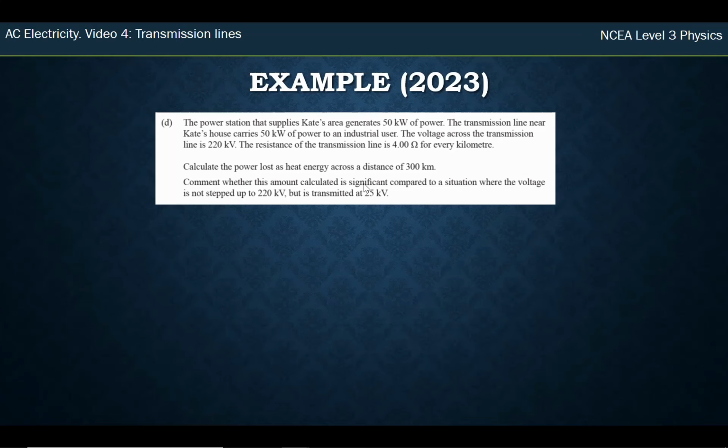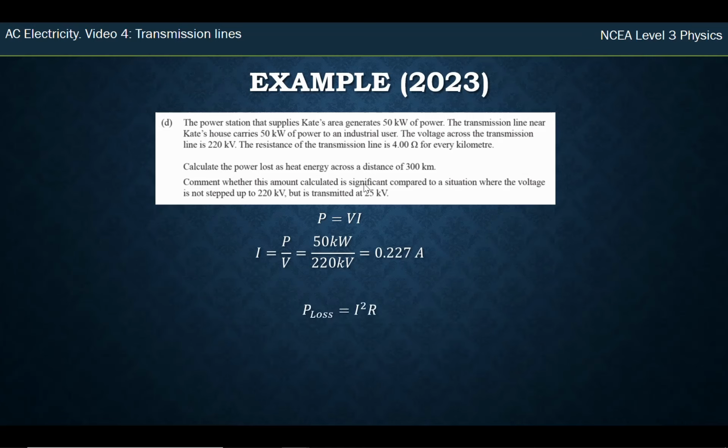As an example question, this is from 2023, it says that Kate's area generates 50 kilowatts of power. There's a transmission line that takes it at 220 kilovolts, and the resistance is 4 ohms for every kilometre, going 300 kilometres. So calculate the power lost. What I'm going to do first is, remember, I want the current. The current's the key. We want to minimize that as much as possible, and that's how we work out our power loss. So I've been given the power output of the transformer, 50 kilowatts, and the 220 kilovolts. I do power divided by voltage, which gives my current, 0.227 amps.